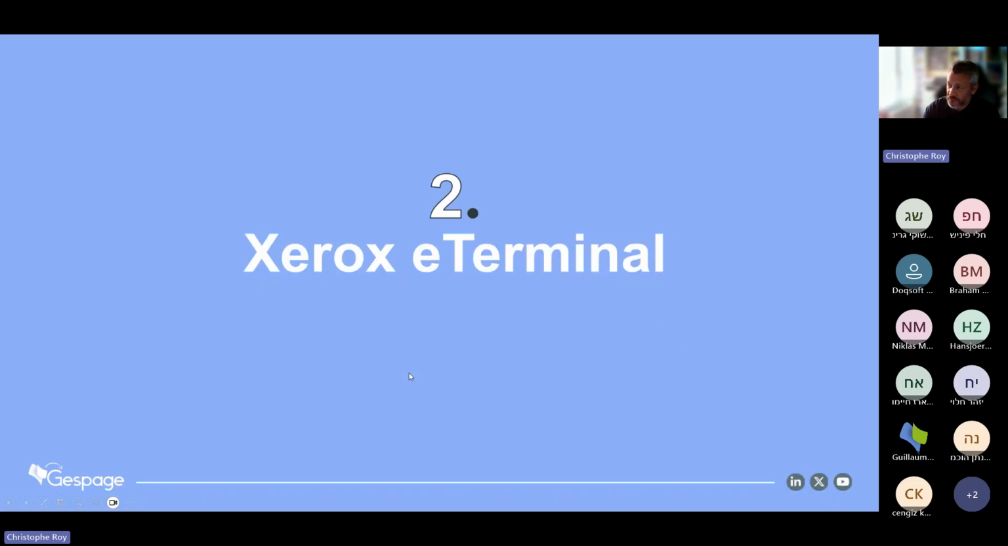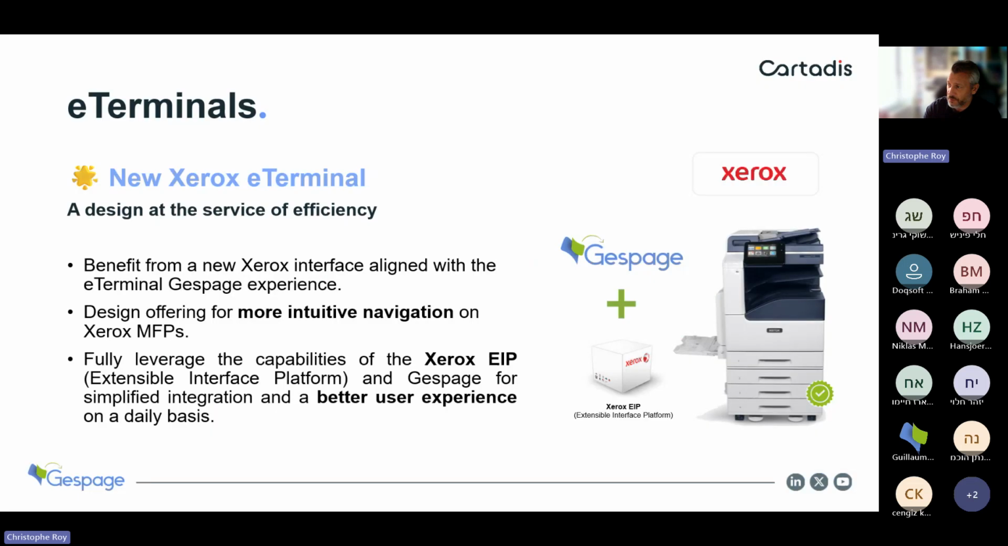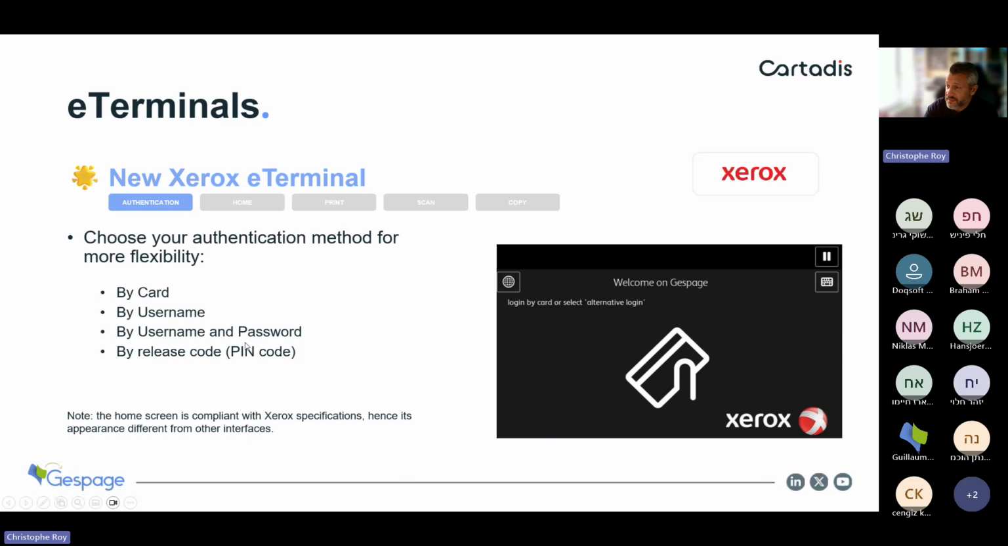So that was the first feature. We've improved Xerox with the new eTerminal. So what we've done here is to align with the latest version of Xerox EIP, which is the Extensible Interface Platform. So Gespage is now compatible with those devices. We used to be compatible, but the Gespage design was not aligned to the other embedded applications. So now this is done.